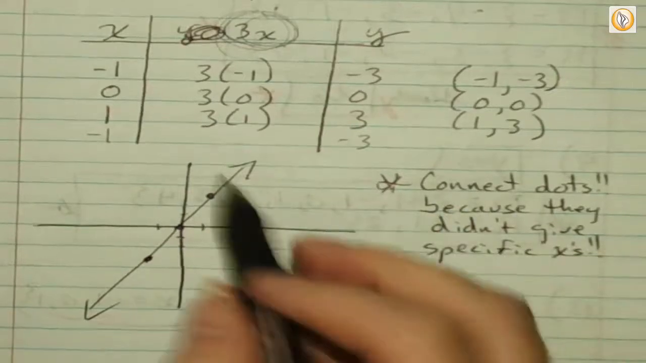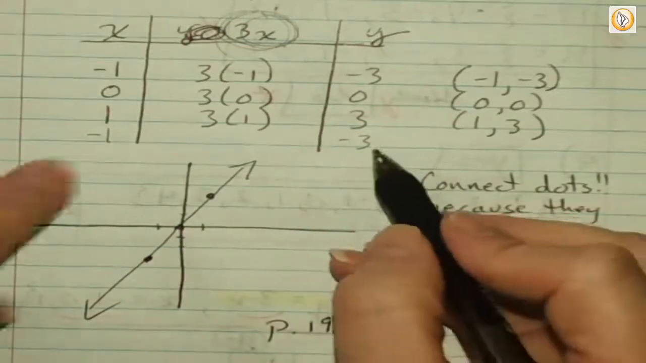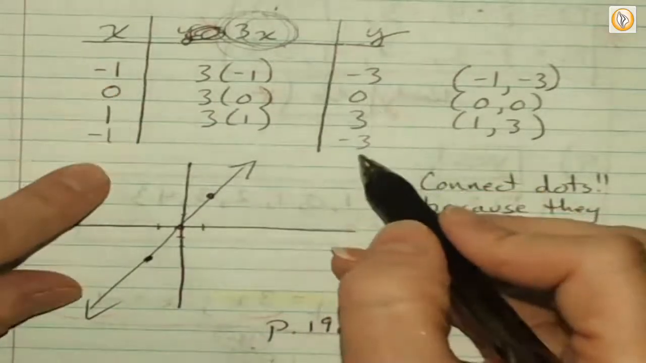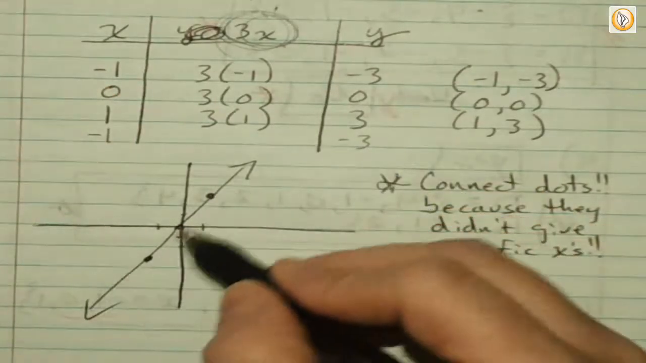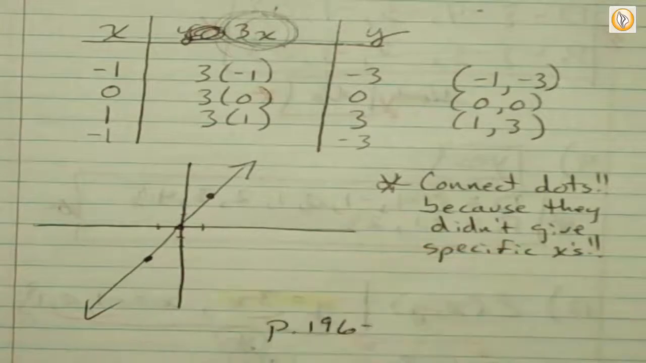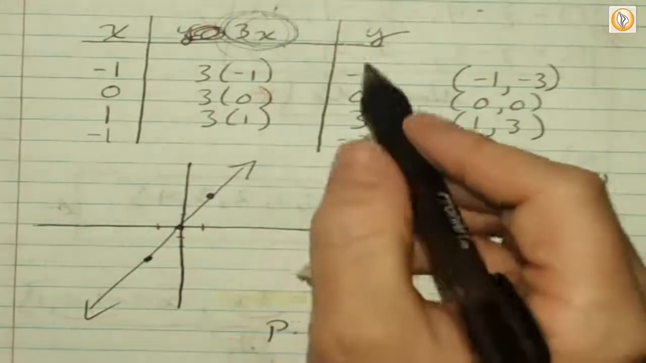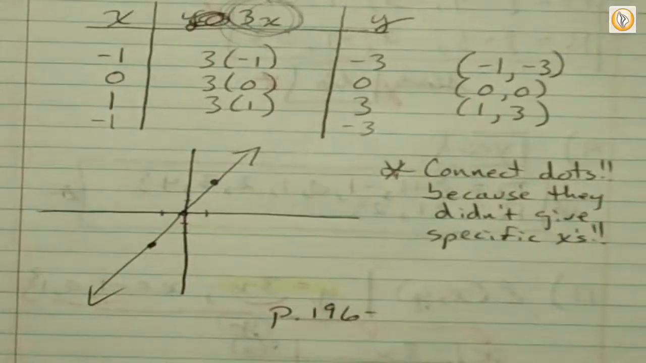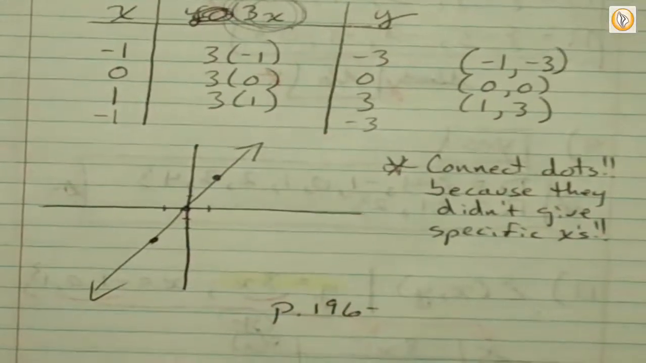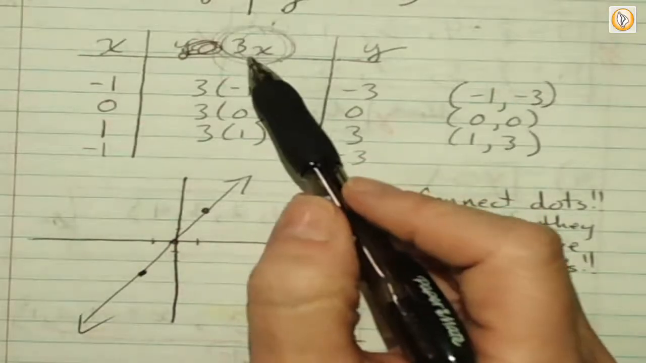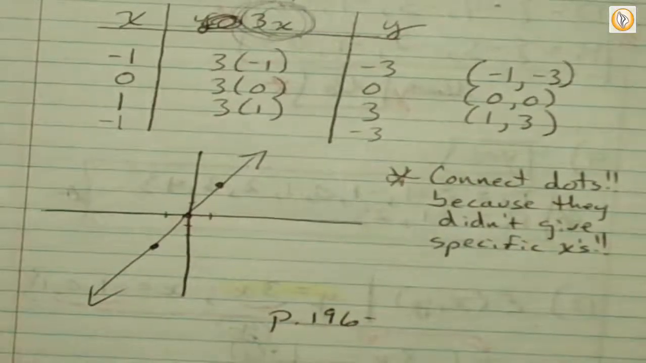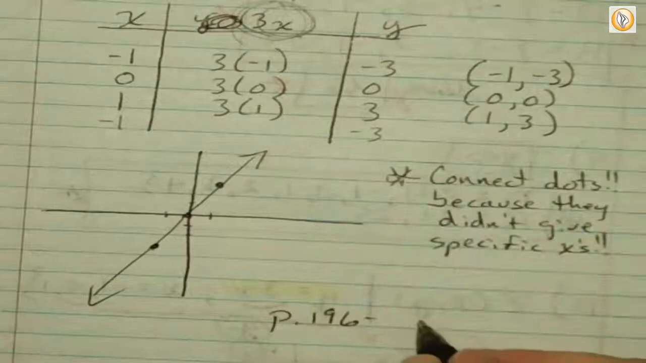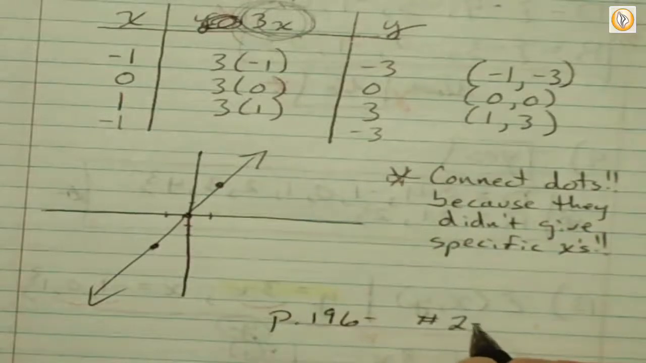If it's the exact same ordered pair, it's on the same graph, so it is a function. Okay, you're not listening. It's the exact same ordered pair. It's not a different y. What if you did have a different one? Well, then it wouldn't be a function. But for 3 times x, it is a function. These are like thumbprints.